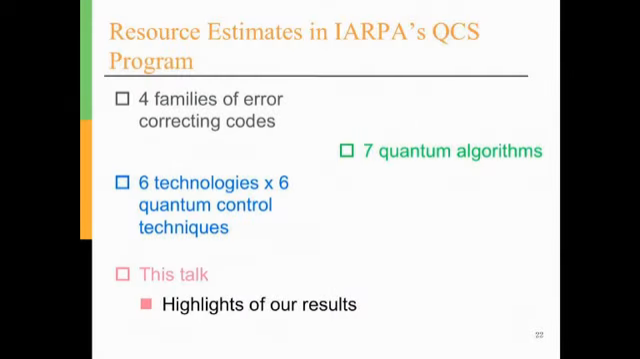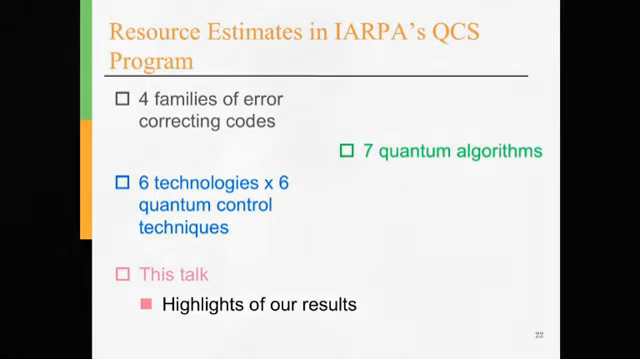In our project, we are studying 4 families of error correcting codes: Bacon-Shor, Steane, C4C6, and surface codes. We have 7 algorithms, which all have very different qualitative properties. They use different quantum primitives. Some of them use quantum simulation, some of them use quantum random walk, fast Fourier transform. So it's a very diverse group of algorithms.